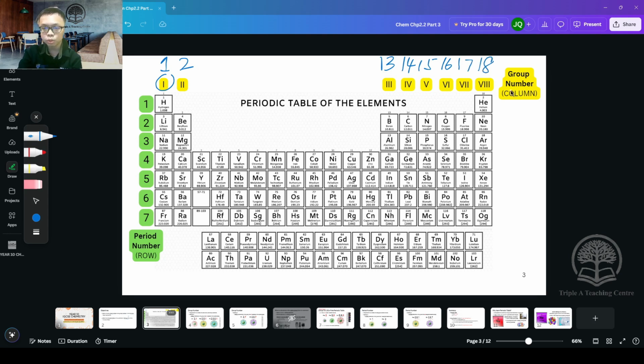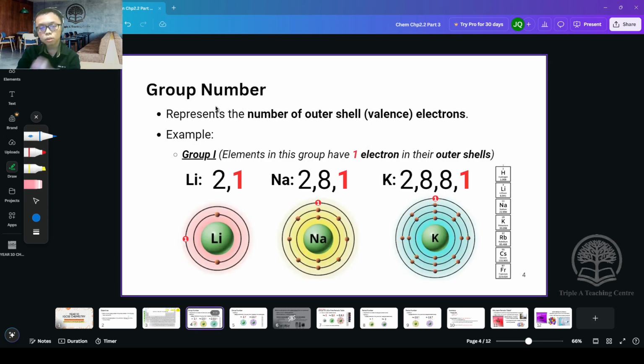We use Roman numerals. On the other hand, if you look from left to right, it's the period. The period number represents the row of the periodic table. We use normal numbers like 1, 2 until 7. The group number is the column of the periodic table, so it represents the number of outer shell electrons, or valence electrons. This is the importance of the group number.